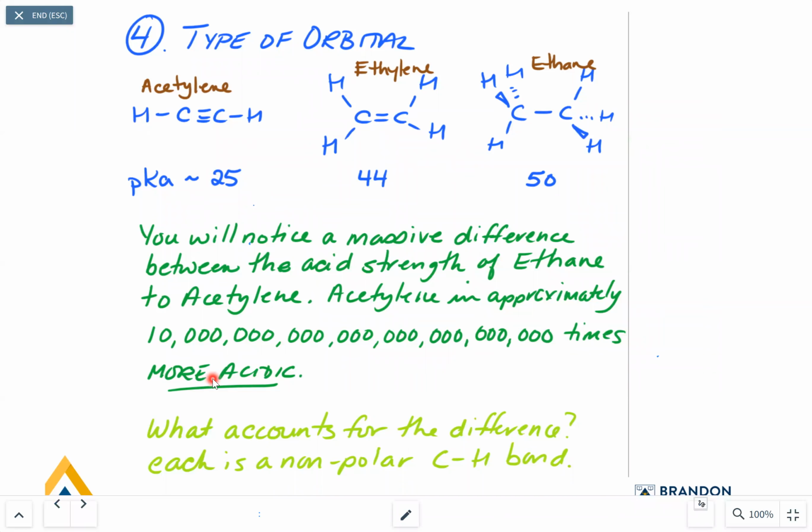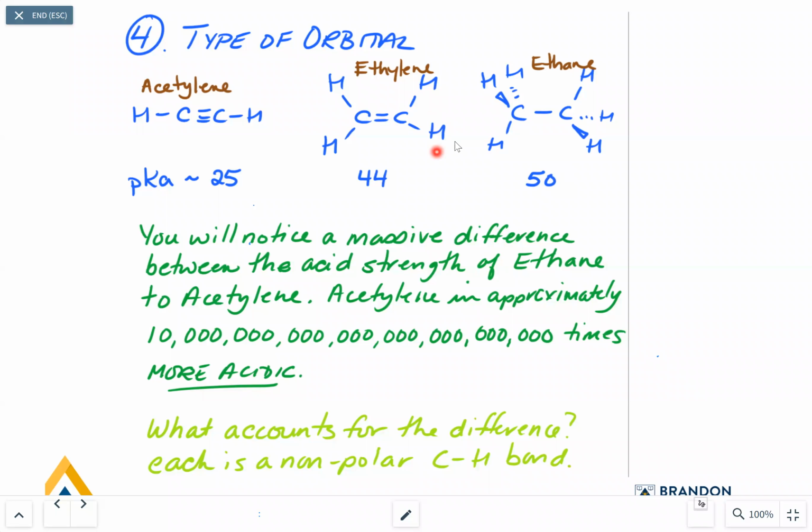So the final one is the type of orbital, and we can see this when we look at CH bonds. This is particularly important with regard to CH bonds. When you're comparing acetylene to ethylene to ethane, ethane, like methane, has got a really high pKa. So this is a terrible, terrible acid. It's one of the weakest acids there is.